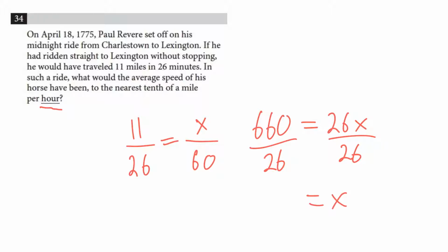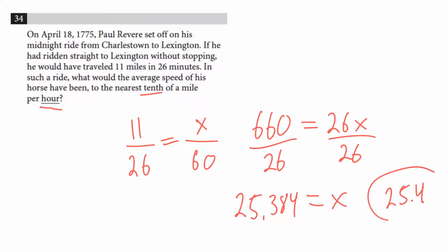So I'm just going to do that on the calculator. So I have 660 divided by 26. I get 25.384. But we're rounding this to the nearest tenth, and that would be 25.4 miles per hour.